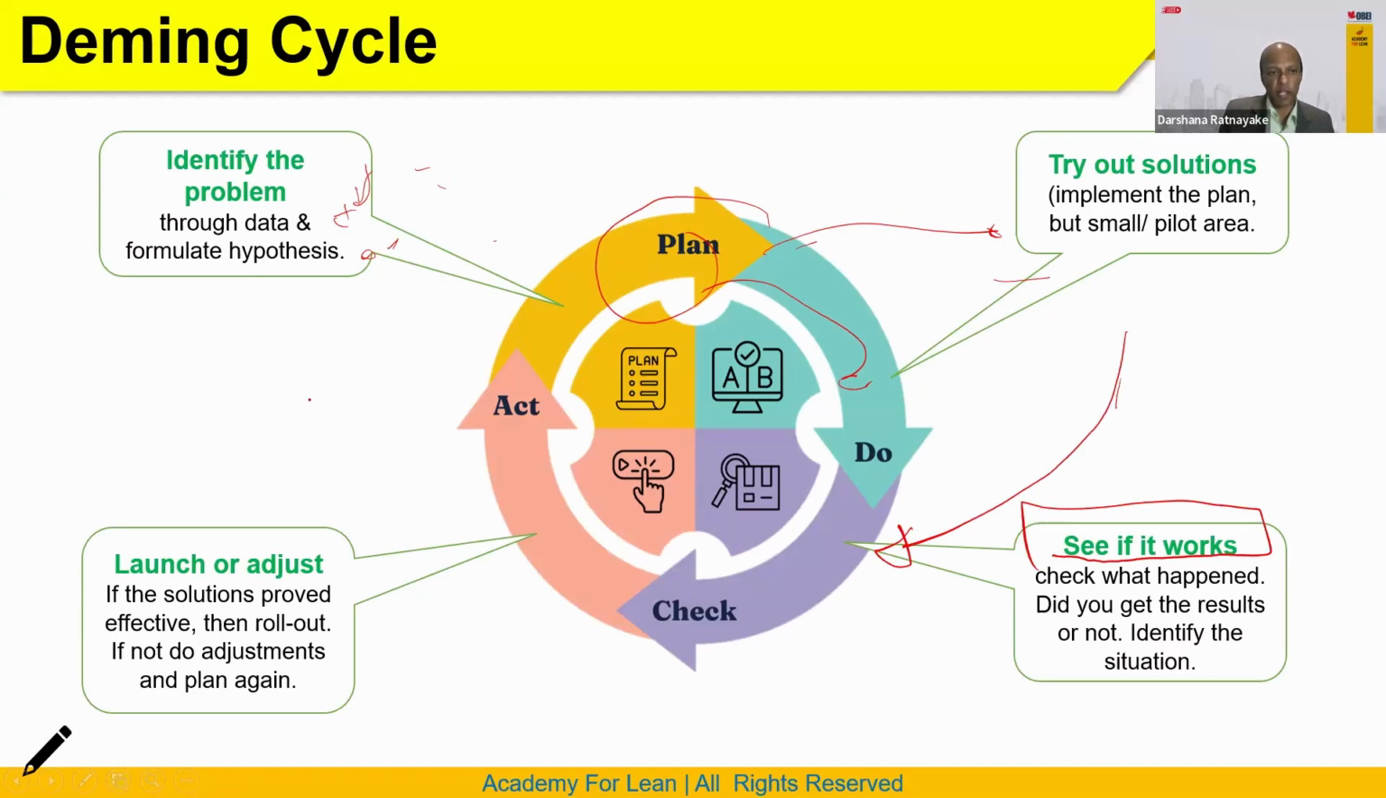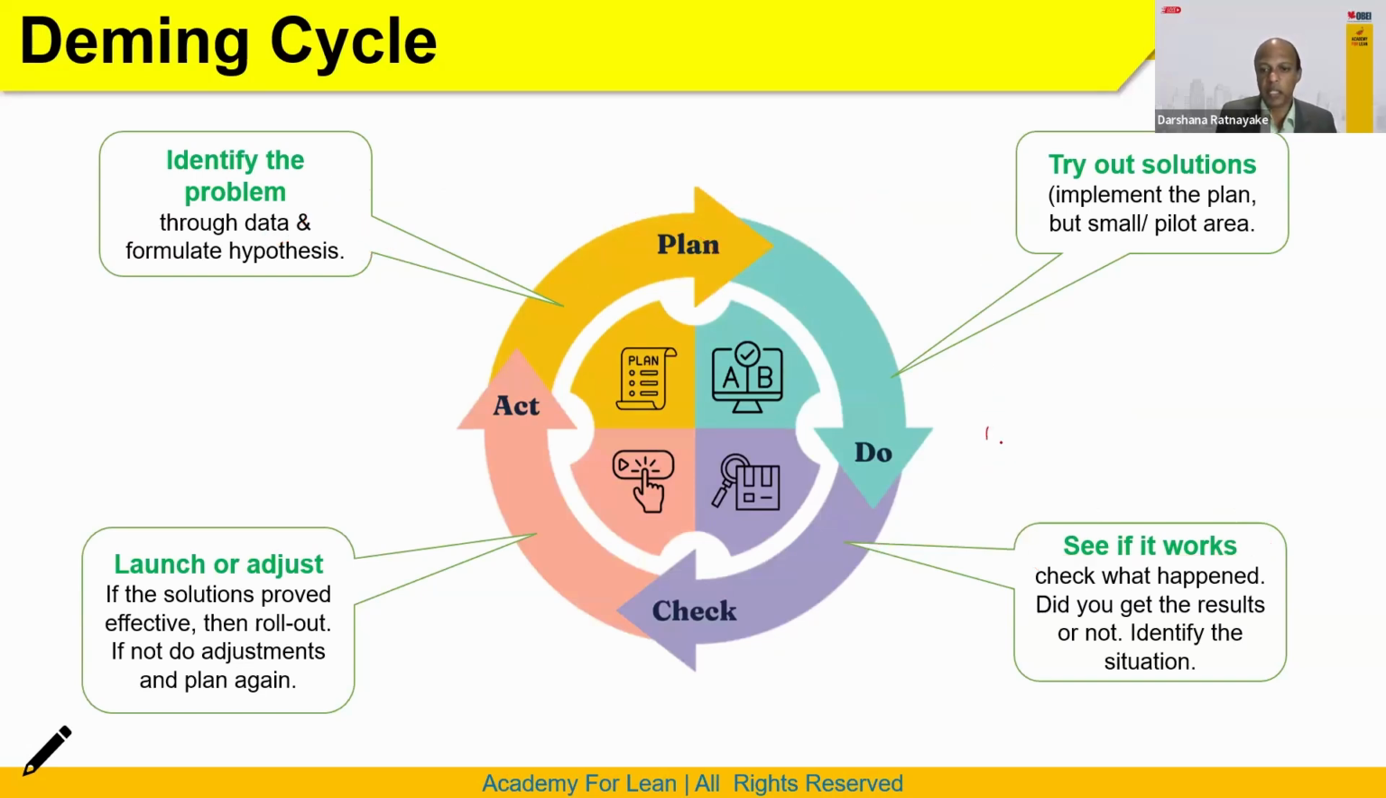Try out first, identify the problem. Okay, what is our problem? What can we do? Then we do the action and we check whether we get results or not. See if it works or not. Right? Then the act, very simply, is launch and adjust. If the solution proves effective, then roll out.